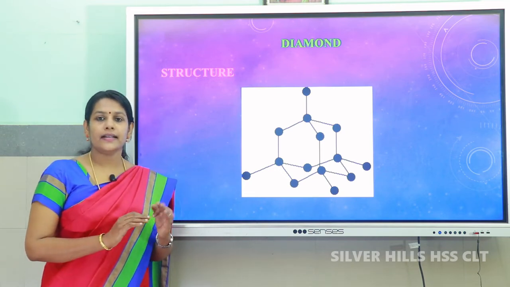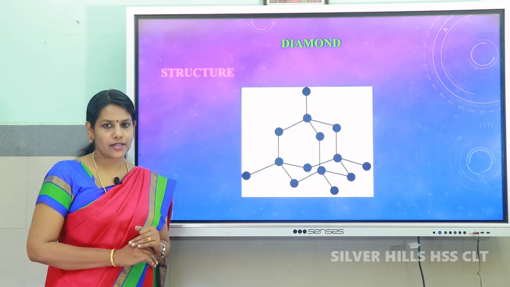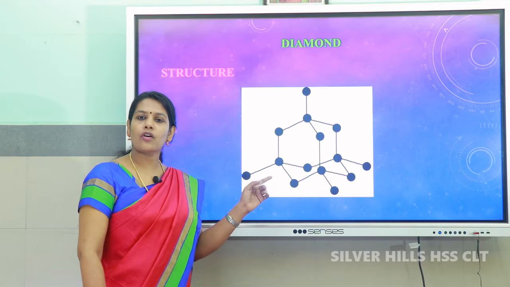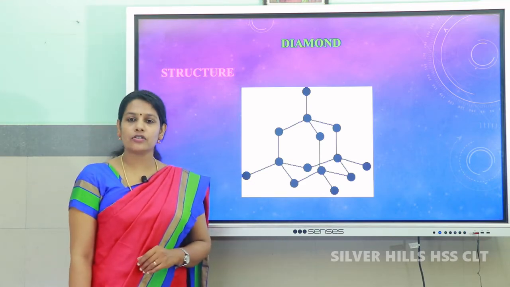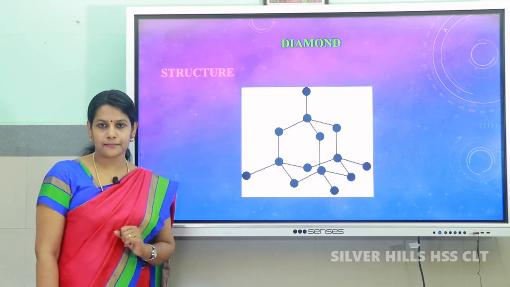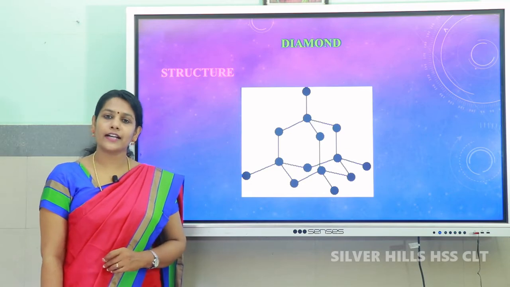And we know that in the outermost shell of carbon, that is the valence shell, it has got only 4 electrons, and those 4 electrons are covalently bonded with other 4 carbon atoms. So, there are no free electrons present in diamond. Because of the absence of free electrons, diamond is not a conductor of electricity.